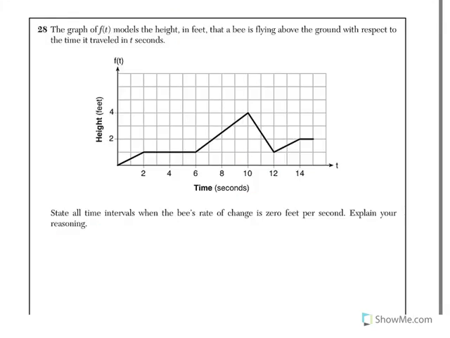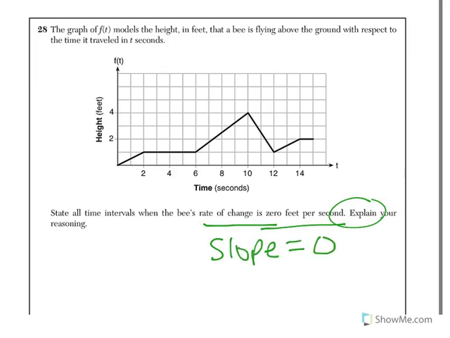28. The graph of f of t models the height in feet that a bee is flying above the ground with respect to time it traveled in t seconds. State all the time intervals where the bee's rate of change is 0 feet per second and explain your reasoning. Well, the rate of change, that's talking about your slope, so we need to talk about when is the slope equal to 0. So, all time intervals, well, we have from 2 to 6 would be a 0 slope, as well as from 14 to 15.